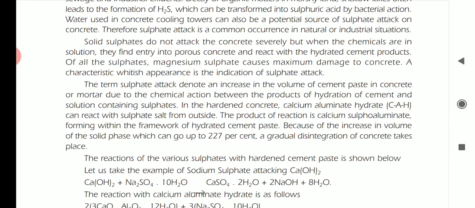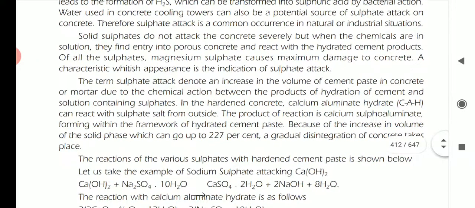A whitish appearance is a characteristic indication of sulfate attack. If you see any concrete structure showing a whitish appearance on the surface, then you can recognize that this is from the sulfate attack.